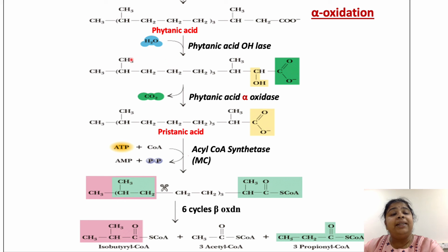So first step is a hydroxylase reaction, phytanic acid hydroxylase. Water is required and there is a hydroxyl group that is formed on the alpha carbon atom. And the carboxyl group is released as carbon dioxide. Removal of one carbon as carbon dioxide.